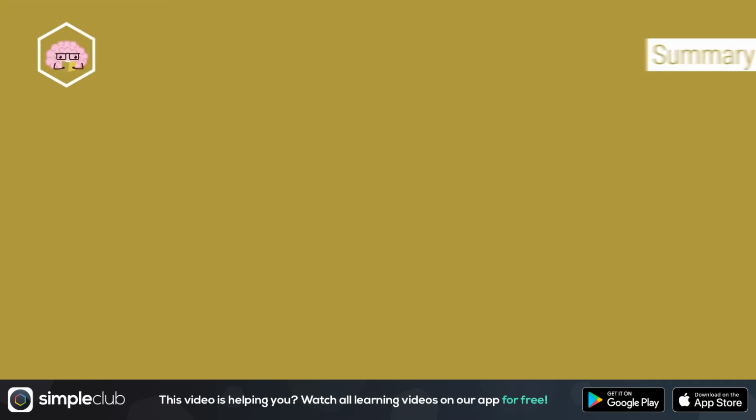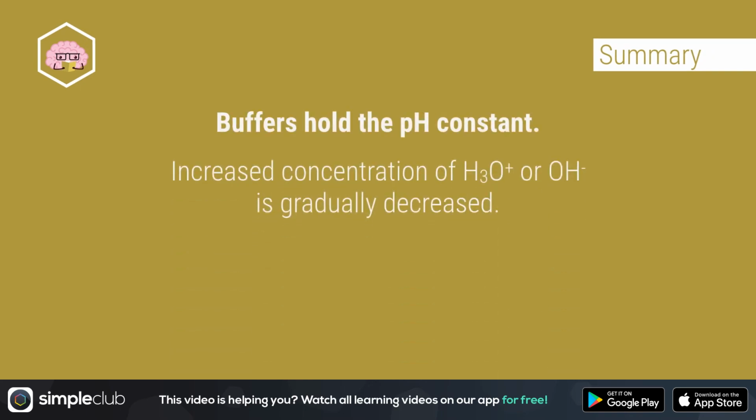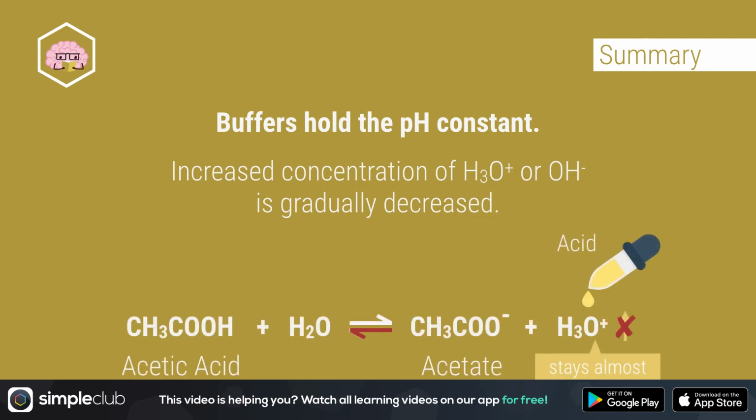Let's summarize everything quickly. We use buffers to keep the pH of substances as stable as possible. For example, if we add an acid, the reaction in the direction which brings the concentration back down will become faster. And so, a substance can be relatively stable against fluctuations in pH.